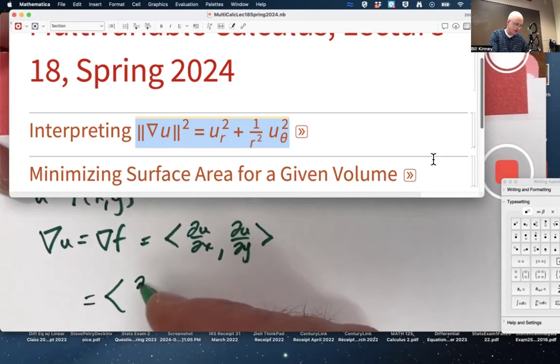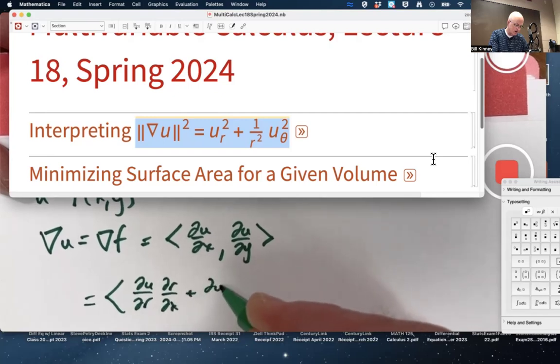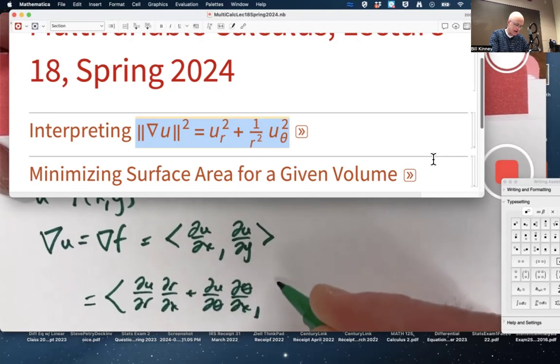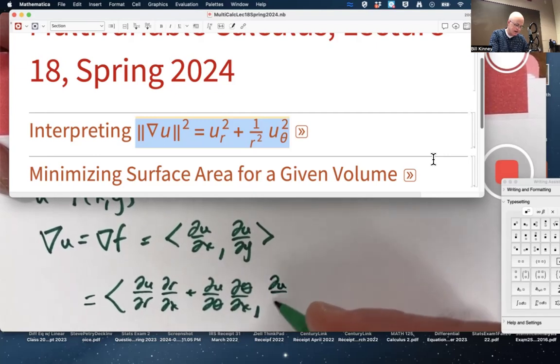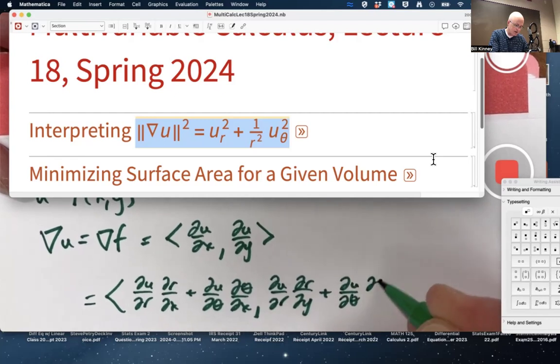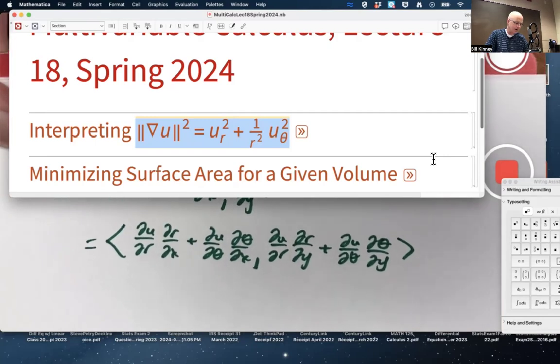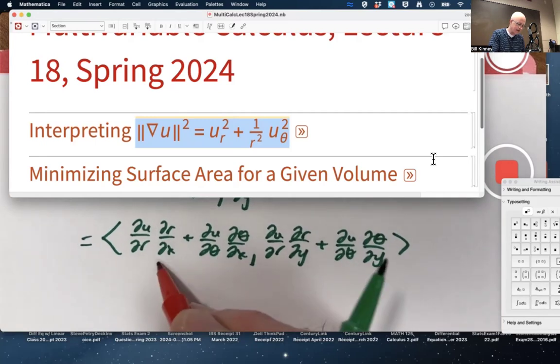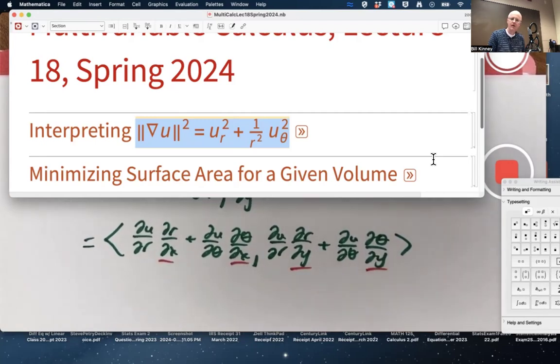So I'd get partial U partial r times partial r partial x plus partial U partial theta times d theta dx. Do the same thing with y instead of x. Looks pretty similar. It can be easy to get confused here and write something wrong, so I'm trying to be careful. And then again, you could replace these derivatives with the formulas that I just derived 5 minutes ago.